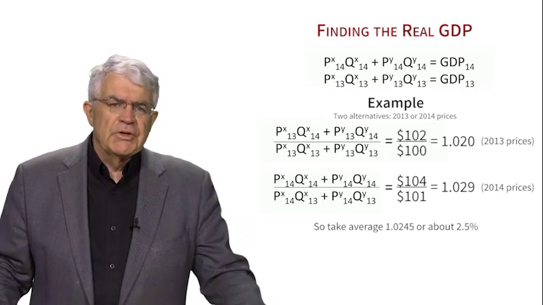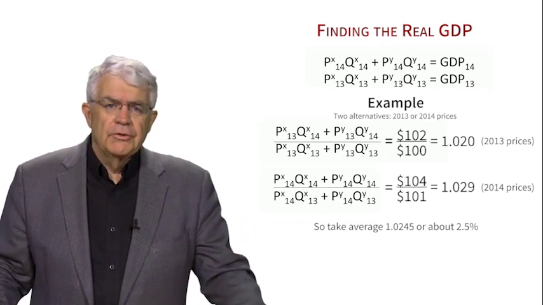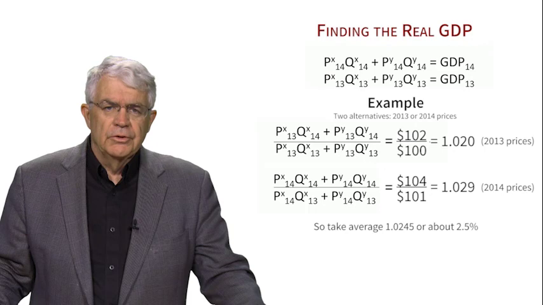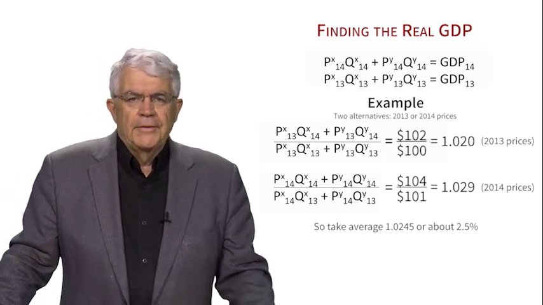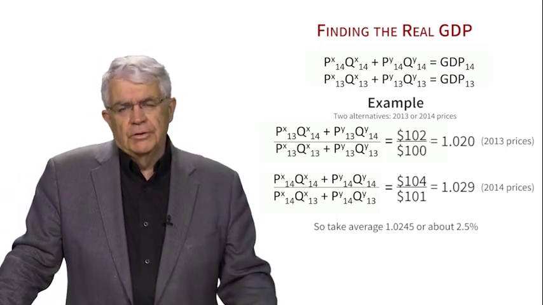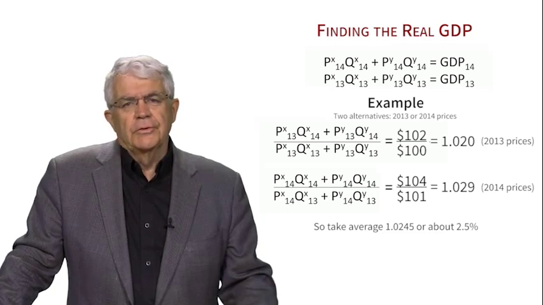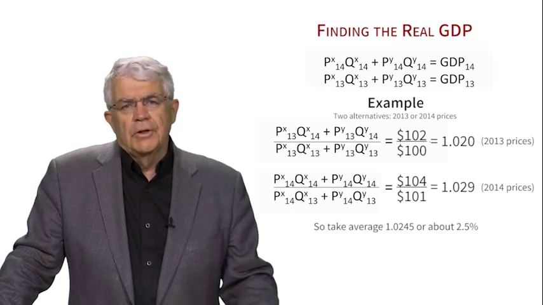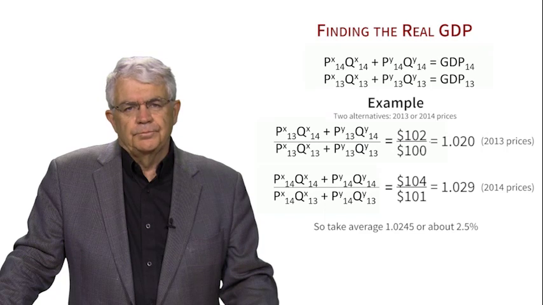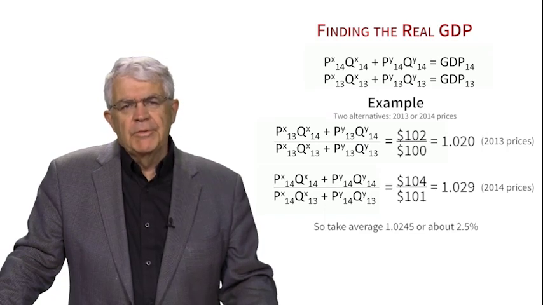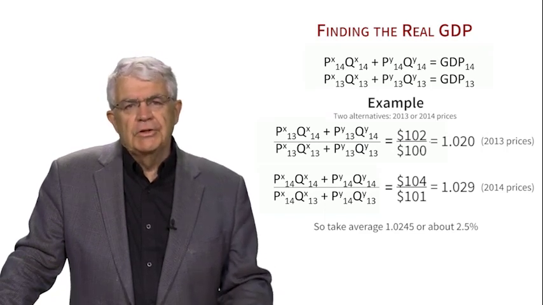You could do the same exact thing for 2013. You still have the price of good X and the quantity of good X for that year. Add in the price of good Y in 2013 and the quantity of good Y in 2013. Add those together and we get GDP as we've defined it in 2013, the market value of what's produced in that year. But the problem with that measure, there may be a general inflation in the economy.